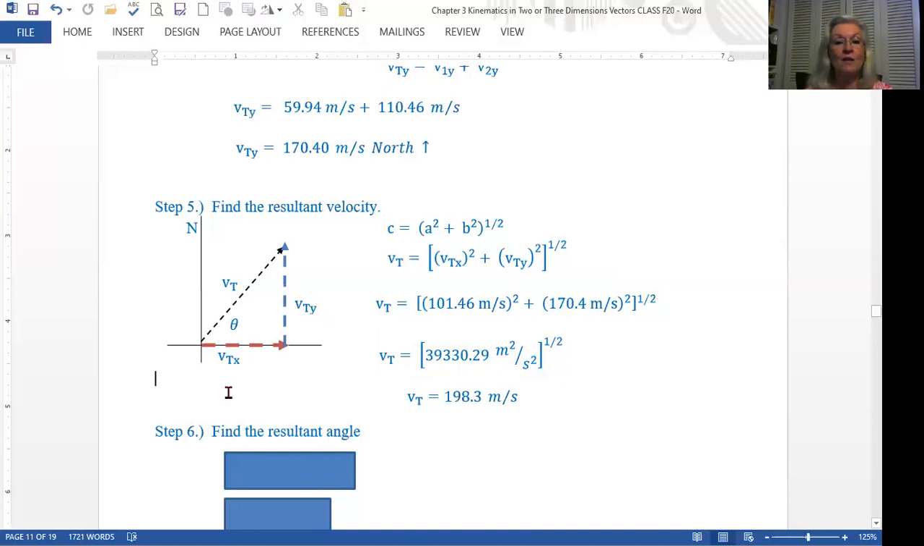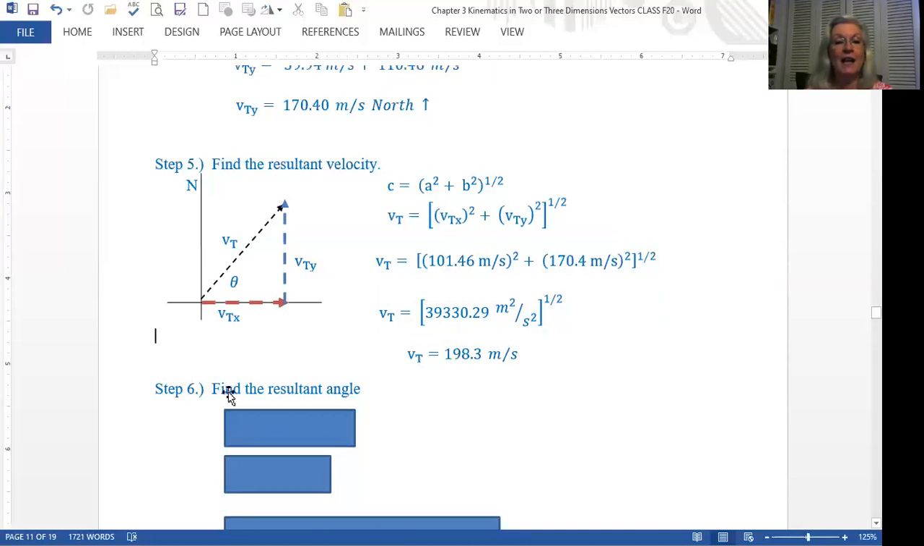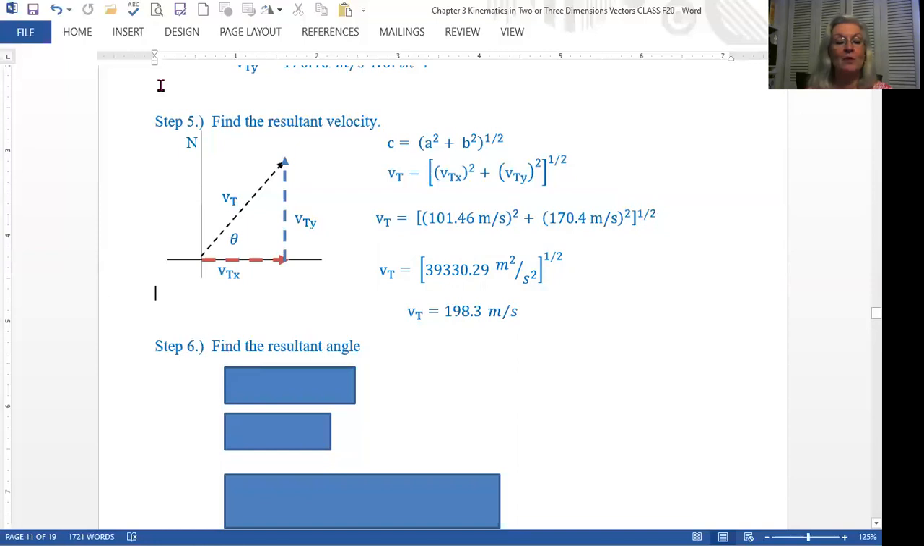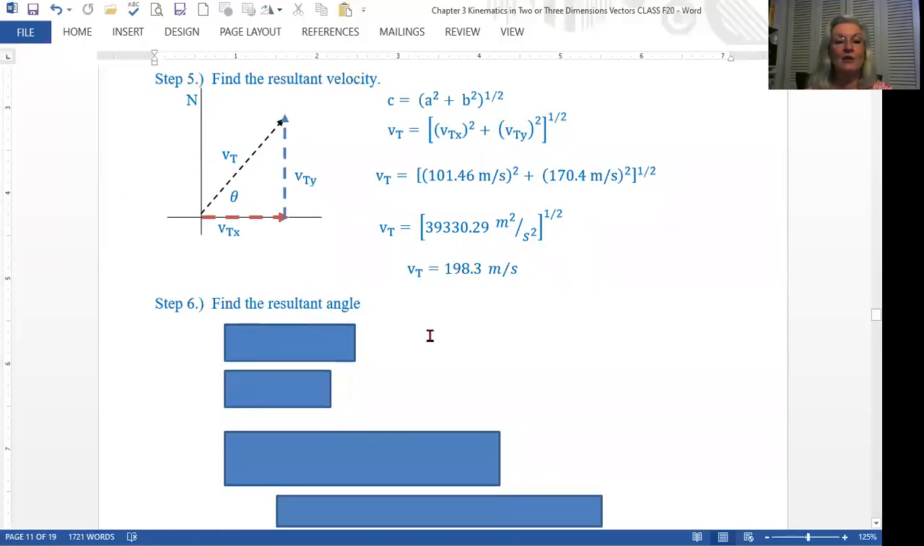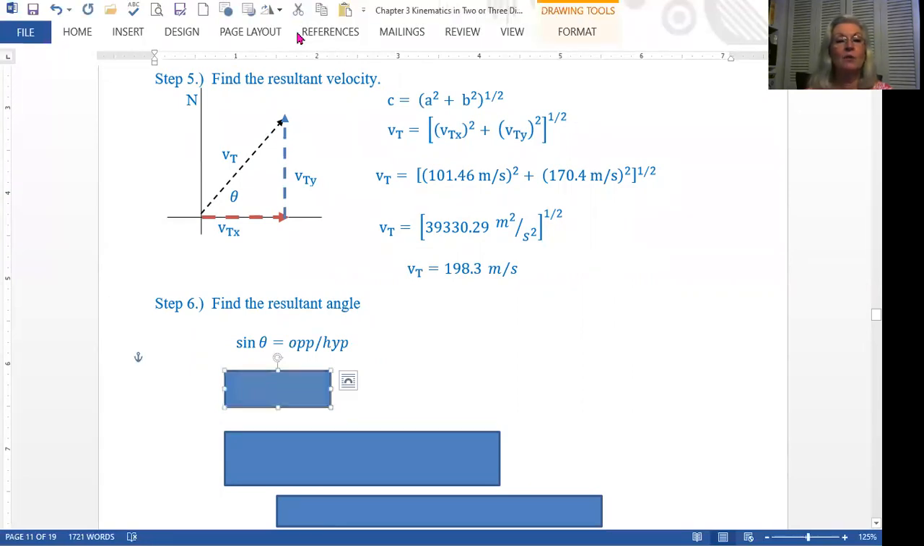All right, almost finished. All we need is the angle. So bear in mind, we want to look at our drawing. To find the angle, you need to use trig. My favorite trig function is sine. Sine is opposite over hypotenuse. So if this is the angle theta over here in the corner, opposite will be v total in the y direction and hypotenuse will be v total. So I am going to plug those numbers in.